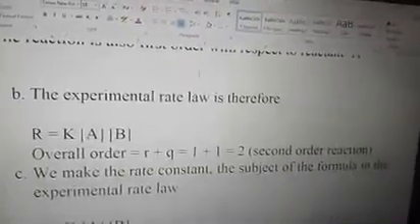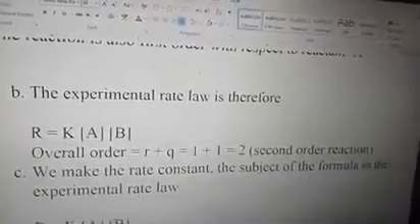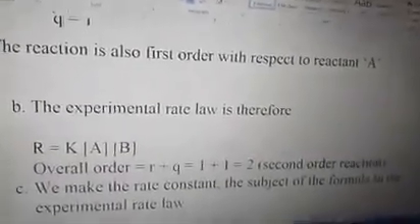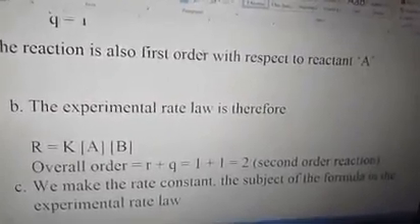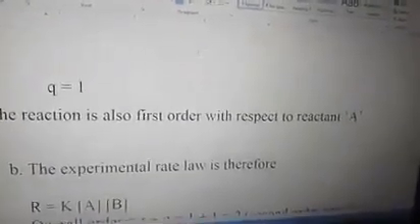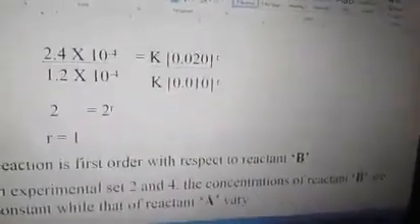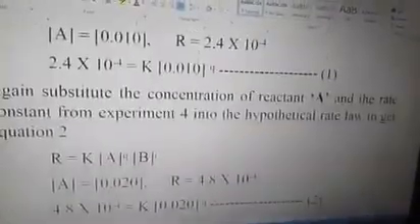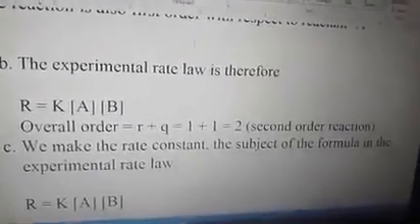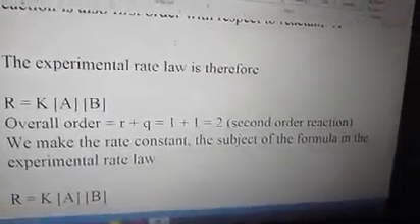So part B says we should write the experimental law. The experimental law is therefore R equal to K into concentration of A multiplied by concentration of B. There's no power on A and no power on B, because the power on A, that is Q, has been found to be 1, and the power on B, that is R, has been obtained to be also equal to 1. So the reaction is first order with respect to A, and also first order with respect to B. So we have to find the overall order. Overall order is going to be R plus Q, 1 plus 1 giving us 2, second order reaction.